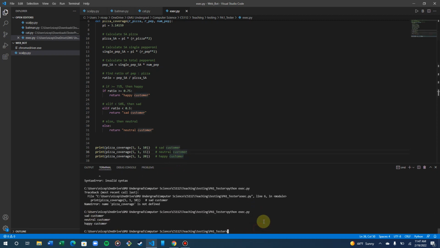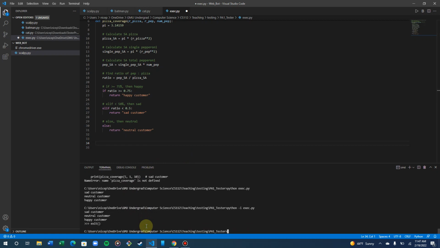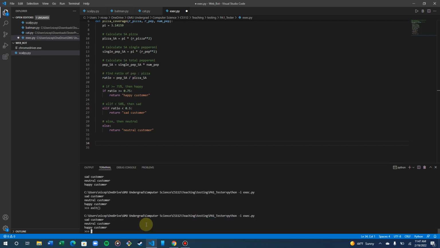Now, the second way that a couple labs actually showed you how to do this is using the Python interactive mode. The way you do this is you type python -i and the name of your Python file. You hit enter. Let me get rid of these real quick, just so nothing will be printed. I'm going to type exit to get back out of the Python environment, and I'm going to type it again. I'm going to hit the up arrow key and hit enter.